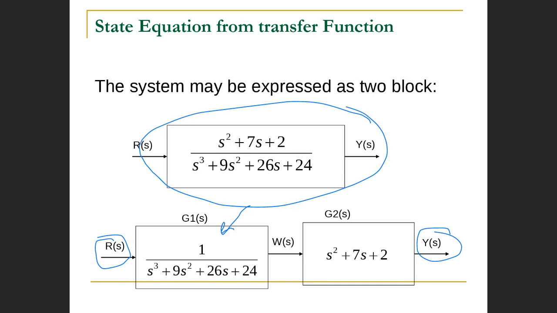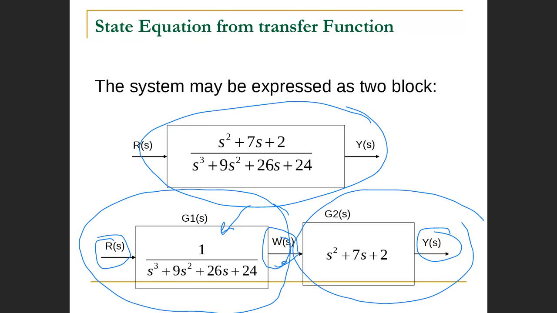And we just simply choose any other expression for the intermediate signal here. We're choosing W of S. What we're going to do is apply the rule to this part of the system first, and then this part, and then join them. So let's proceed.